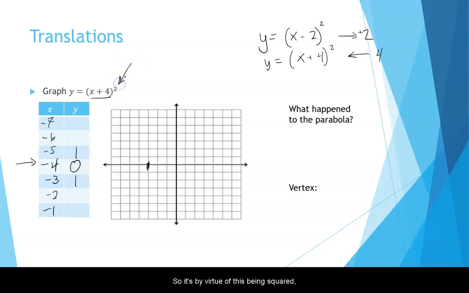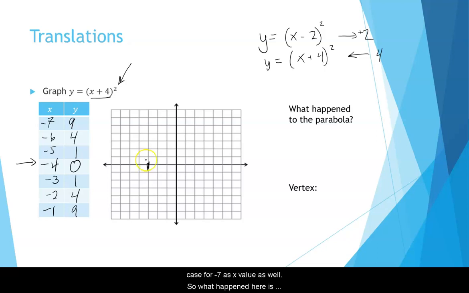So it's by virtue of this being squared that as long as the absolute value of that input is the same, we're going to have the same output. I should get the same number for y if I plug in negative 6 or negative 2 for the x value. So if I plug in negative 6 plus 4 is negative 2. Negative 2 squared is positive 4. Same thing if I plug in negative 2, I'll leave that check for you. If I plug in negative 1 or negative 7, I should get the same output. Negative 1 plus 4 is positive 3. Positive 3 squared is 9. And you can go ahead and pause the video and check if that's the case for negative 7 as x value as well.